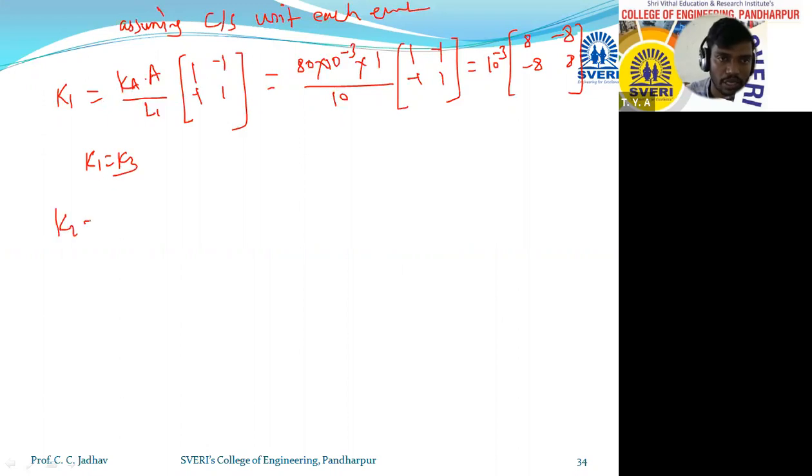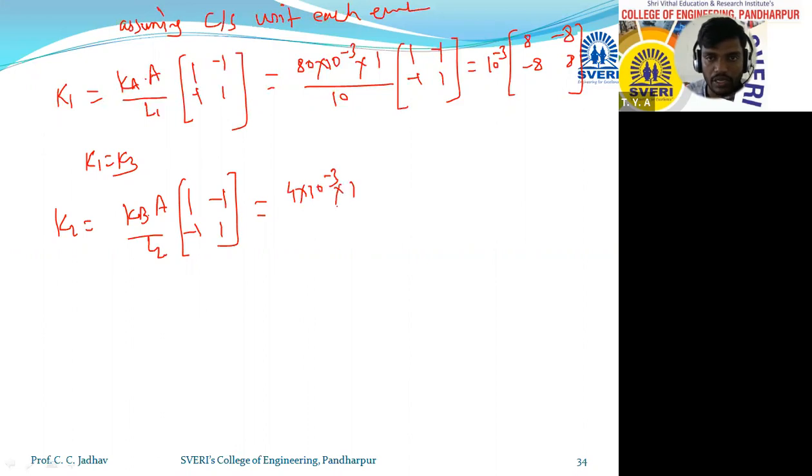राहिला कुठला K2 काढा. KB into A divided by L2, 1 minus 1 minus 1 1. काय व्हॅल्यू आहे, 4 into 10 raised to minus 3 into unit area divided by 20, 1 minus 1 minus 1 1.